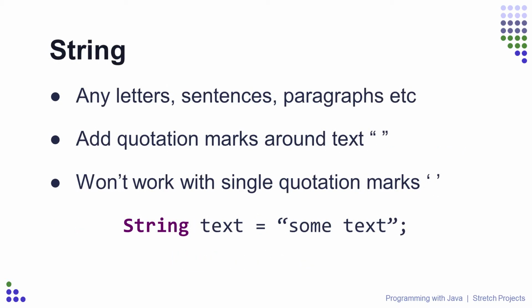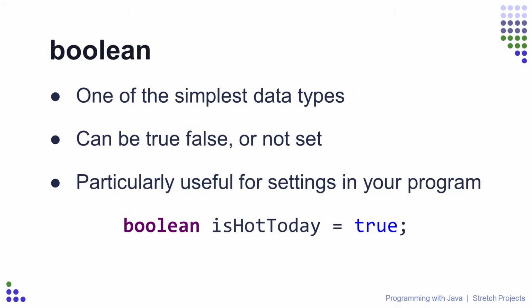Next up we have strings. Any letters, sentences, etc. that you want to show in your program are almost certainly going to be strings. To use strings, you just need to add double quotation marks around the text when you are assigning it to the variable. An important point here is that this is one of the few data types which actually starts with a capital letter. Next up we have Boolean.